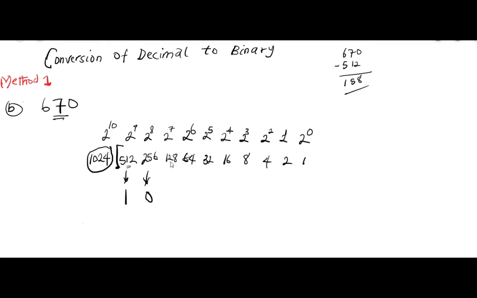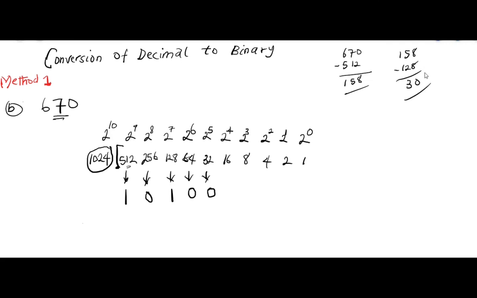Then 128 is smaller than 158, so we have 158 minus 128. All right, so we have 30. So we are going to turn on this one because we are using 128. So we are working with 30 now, right? 64 is bigger than 30, so we turn it off. We are not using it. 32 is bigger than 30, we turn it off. We are not using it.